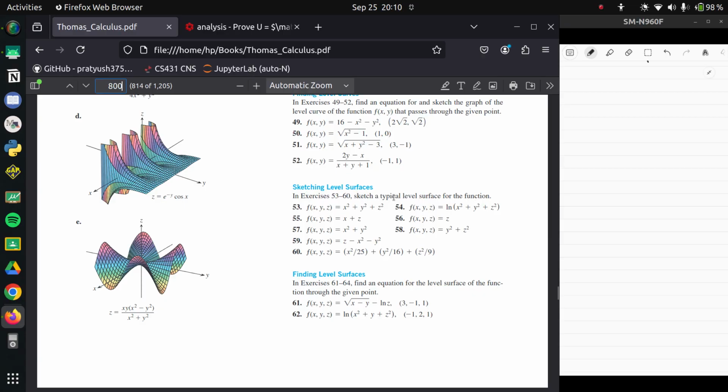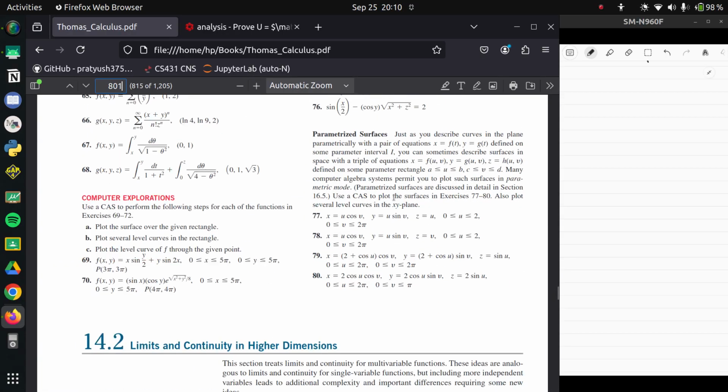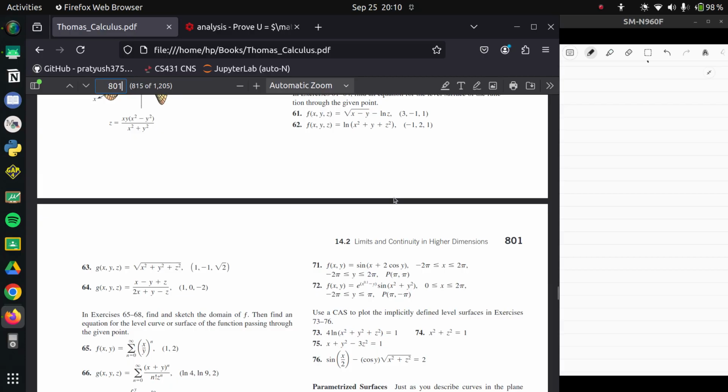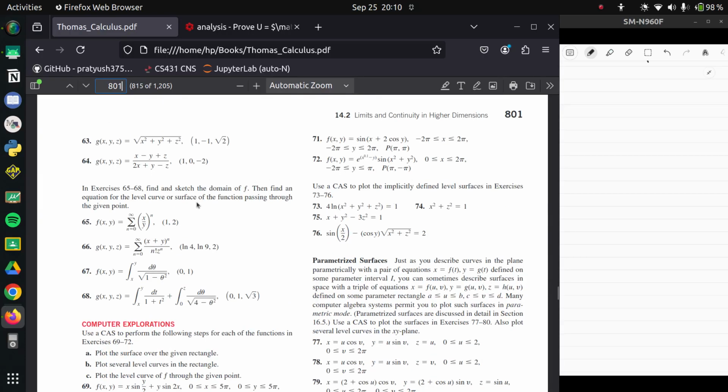Sketch a typical level curve. I won't. I just won't. I'm moving beyond this. Okay. Sketch the domain of f. Then find an equation for the level curve or surface of the function passing through the given point.